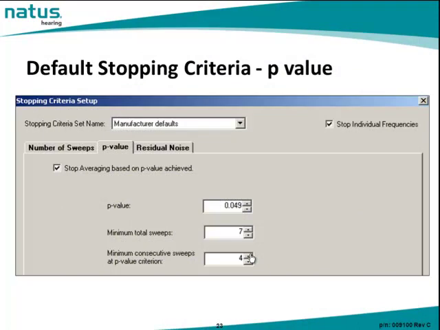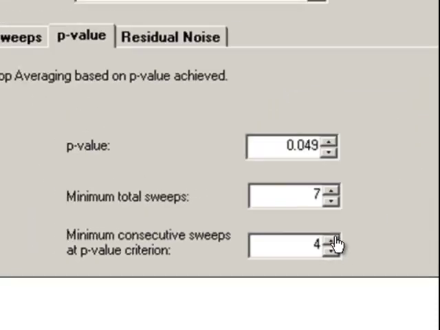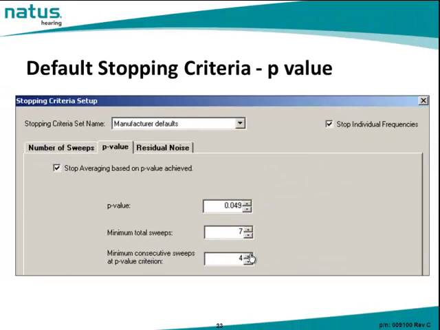We also have stopping criteria based on p-value, based on that statistical confidence score. A p-value of 0.049 or better indicates a 95% or greater likelihood that a response exists. The software will stop collecting at individual frequencies if that p-value is reached with a minimum of 7 sweeps, with 4 in a row maintaining that criteria. Again, these settings can be adjusted by the user, although the p-value criterion cannot be made less stringent. 95% is the cutoff.